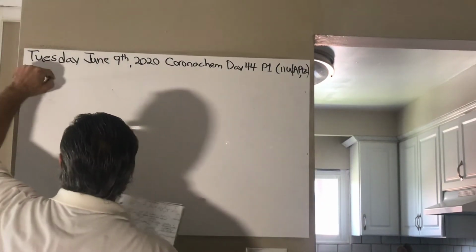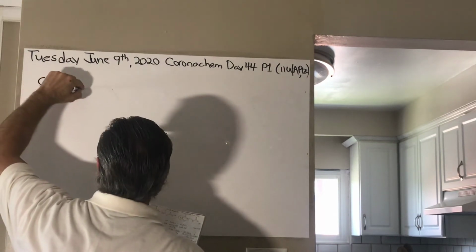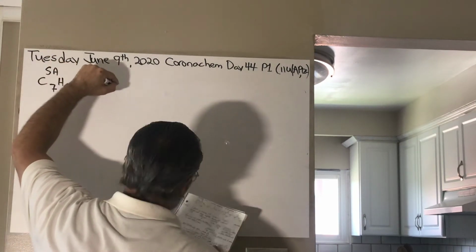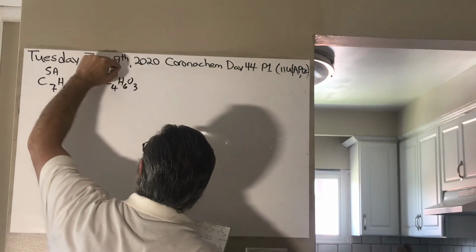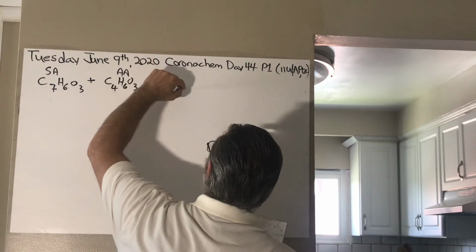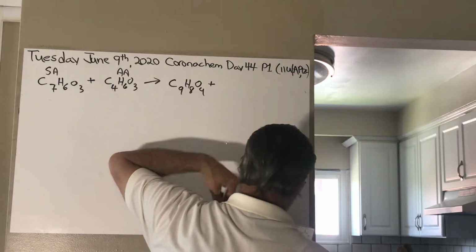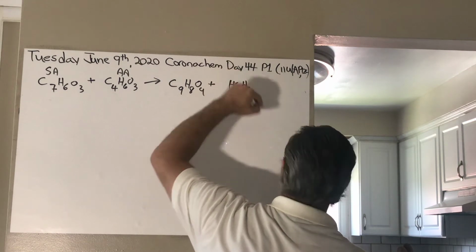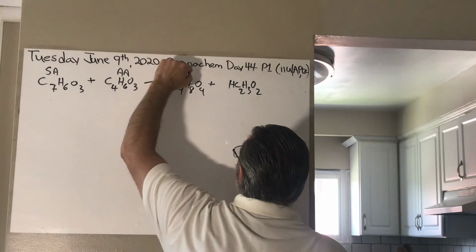So I'll show you the actual formulas with the number of elements of each, because we have to do calculations on molar mass. So this is SA, the salicylic acid. Here's the acetic anhydride, the AA. And they react to form aspirin, C9H8O4, plus the acetic acid, which is a byproduct that's left over after you react the acetic anhydride. We'll call this ASA.